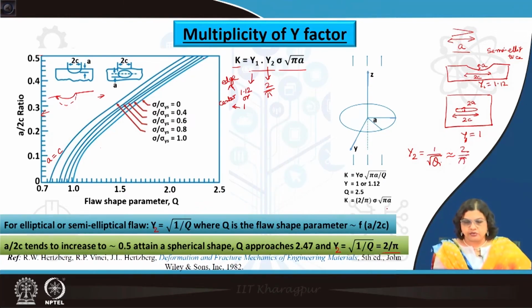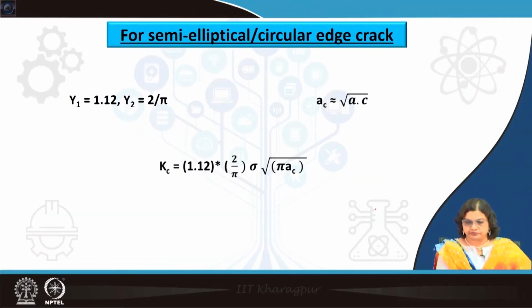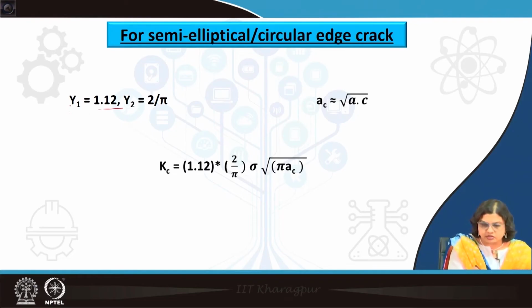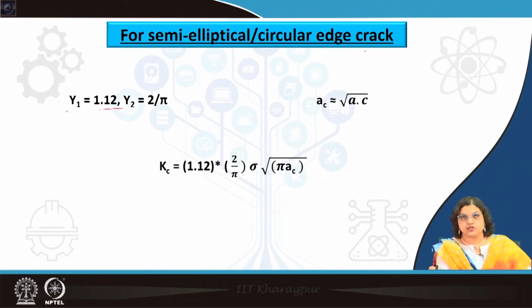This is the same thing that has been shown here. Okay. So, based on this there are different kinds of calculations which are typically done based on the defect size, shape and position, so that we can predict the K value in a more accurate way. So, this is what is shown here. So, y1 is 1.12 for the case of edge crack and y2 is 2 by pi. So, this is typically for a semi elliptical or semicircular edge crack.